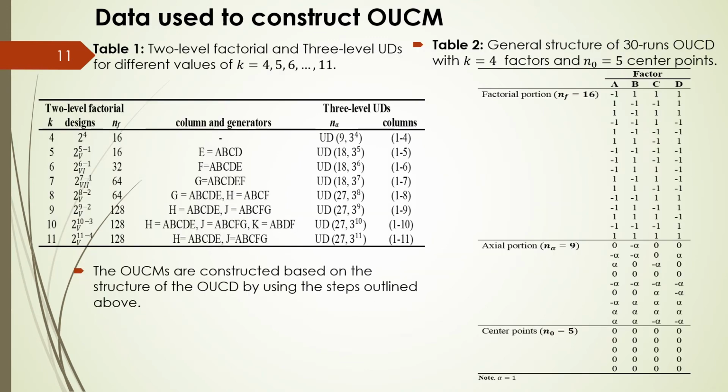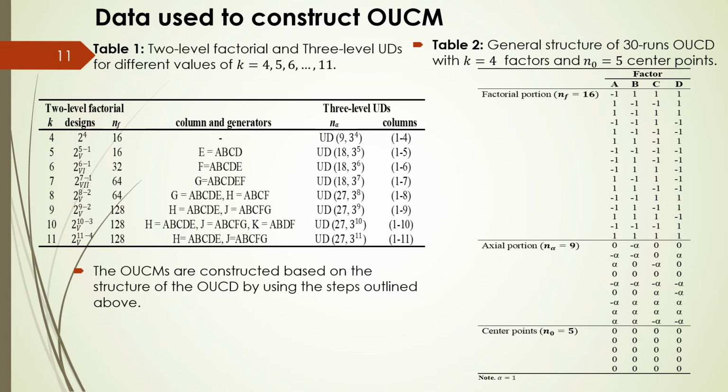The data that is used to construct our robust design, that is robust OUCM, follows the structure of the orthogonal uniform composite design, that is OUCD, which is composed of three portions: the factorial portion, the axial portion, and the center points. Table 1 gives us the 2-level factorial portion and the 3-level uniform design for different K factors, that is factor 2 to factor 11.